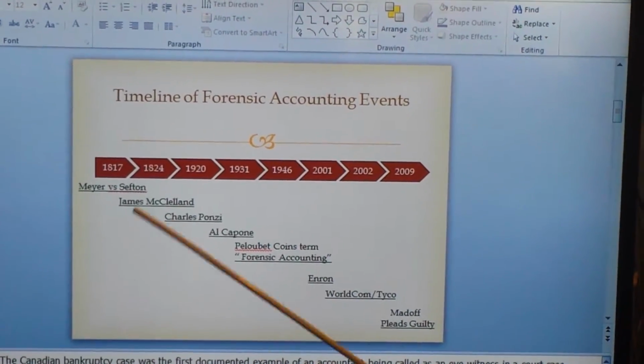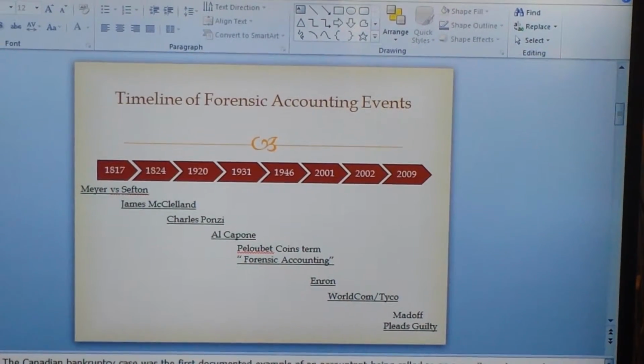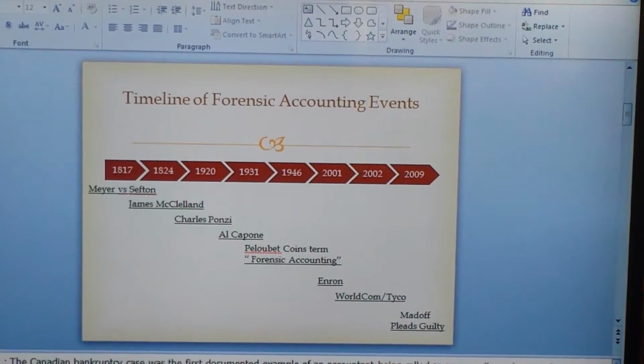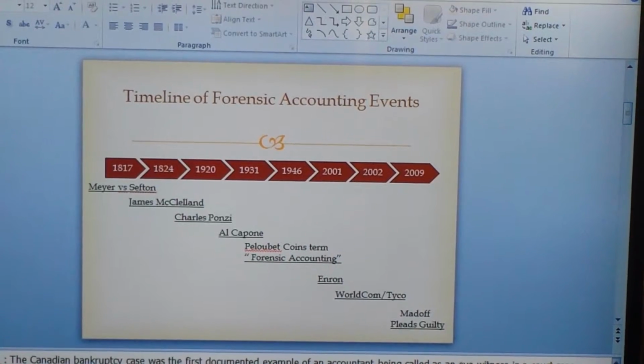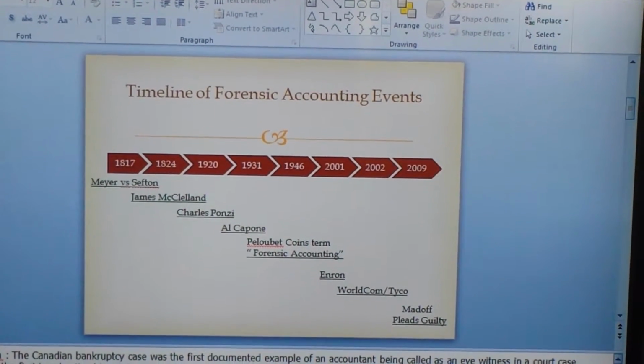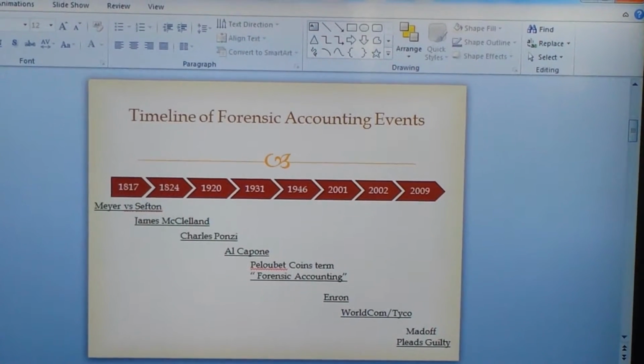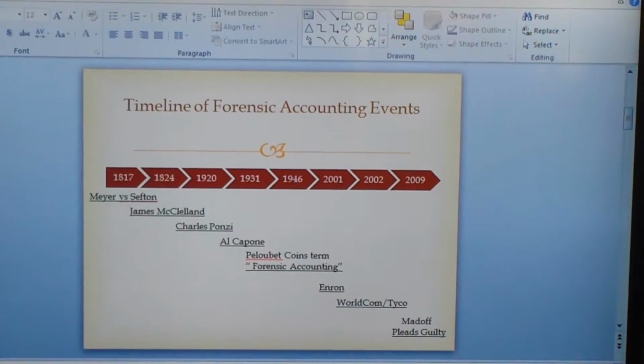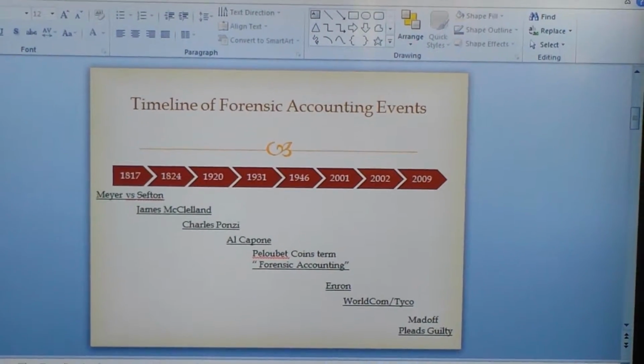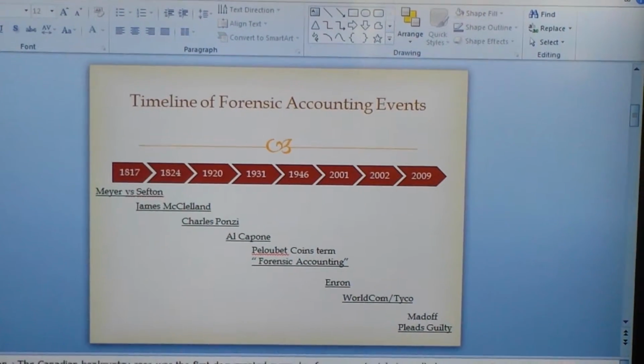Next, in 1824, we have James McClellan. McClellan was the first to advertise his services as an accountant for court proceedings. At this time, the term forensic accountant was not yet in use, but McClellan was in essence the first forensic accountant to advertise his services.